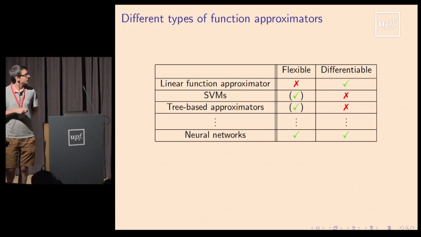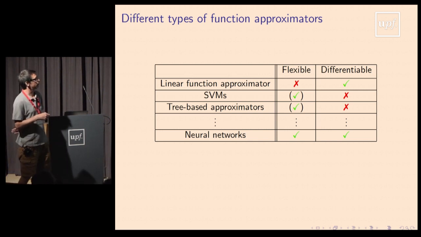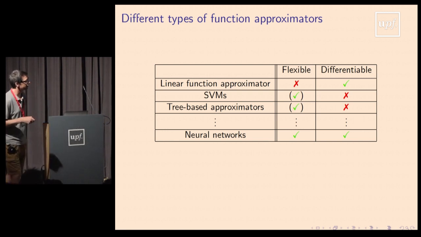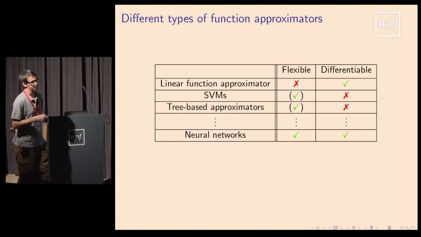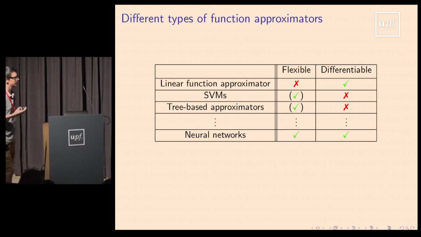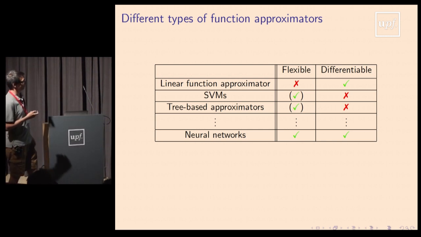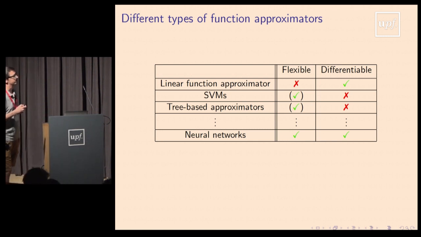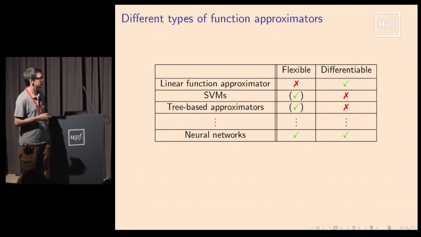So the different types of functional approximators. For instance, you have linear functional approximators. They are nice because they are differentiable and in a very simple form, as was explained by Erke in the previous talk. But they are not so flexible. So basically, we cannot target very complex problems when we use linear functional approximators. And then you have a whole bunch of other techniques, such as SVMs, tree-based approximators, etc.